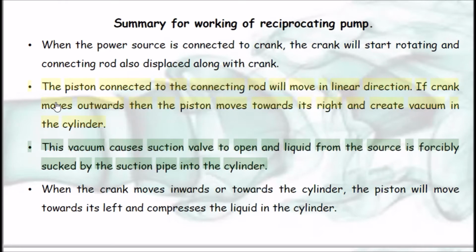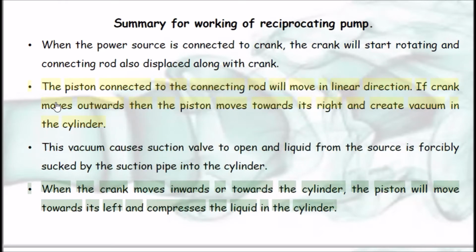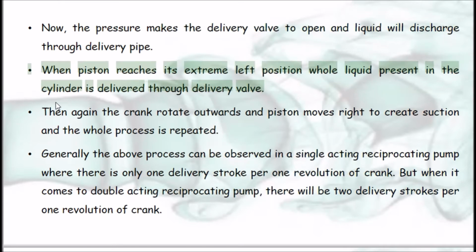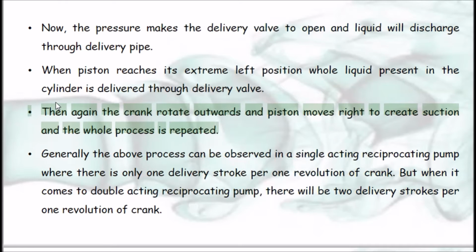the cylinder. When the crank moves inwards or towards the cylinder, the piston will move towards its left and compresses the liquid in the cylinder. Now, the pressure makes the delivery valve open and liquid will discharge through the delivery pipe. When the piston reaches its extreme left position, the whole liquid present in the cylinder is delivered through the delivery valve. Then again the crank rotates outwards and the piston moves right to create suction, and the whole process is repeated.